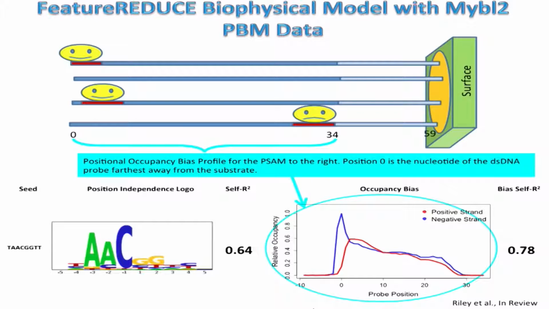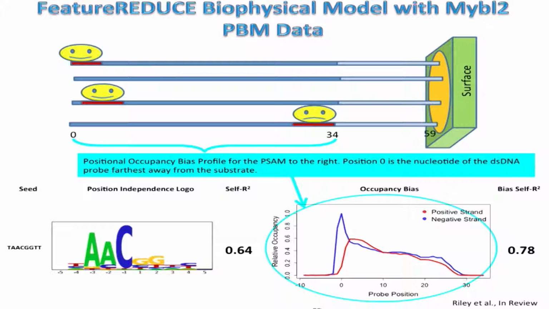And this is where we can see for the same binding motifs, there's a huge difference in how much fluorescence intensity we see for each spot. And then what we do is, given this occupancy bias profile, we can go back, use this, and refit our affinity parameters. So we use this to increase the accuracy of our affinity model.